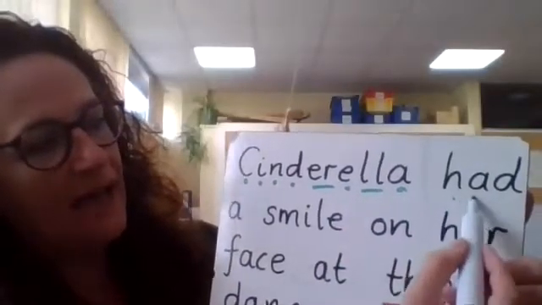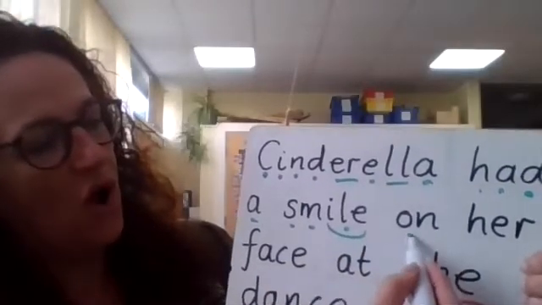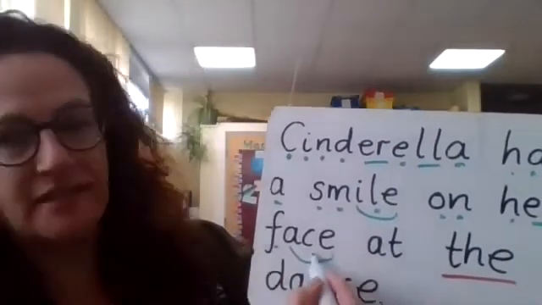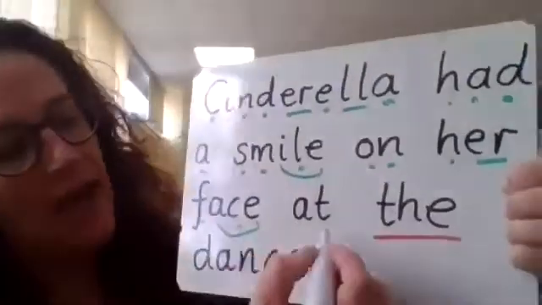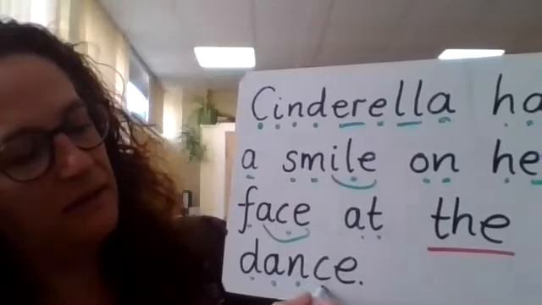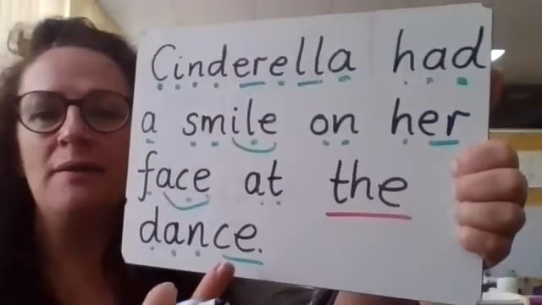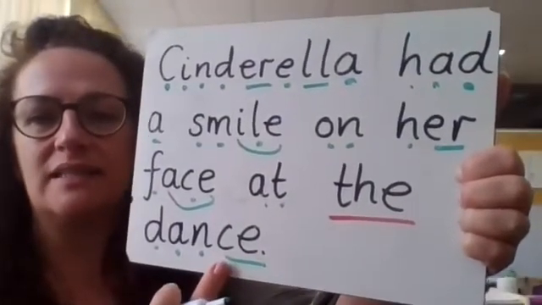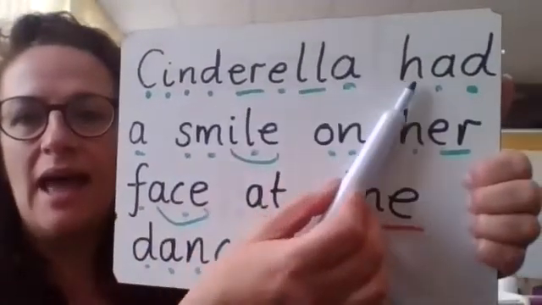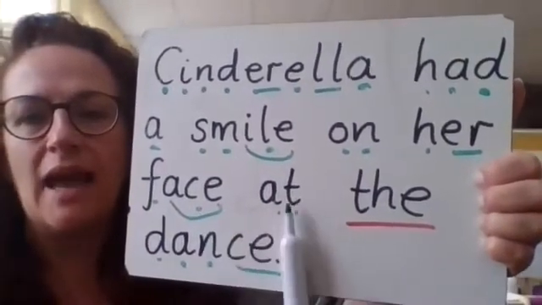Cinderella had a smile on her face at the dance. Excellent. Because remember, it's followed by an E, so it makes a S sound. So look carefully at these words. Cinderella had a smile on her face at the dance.